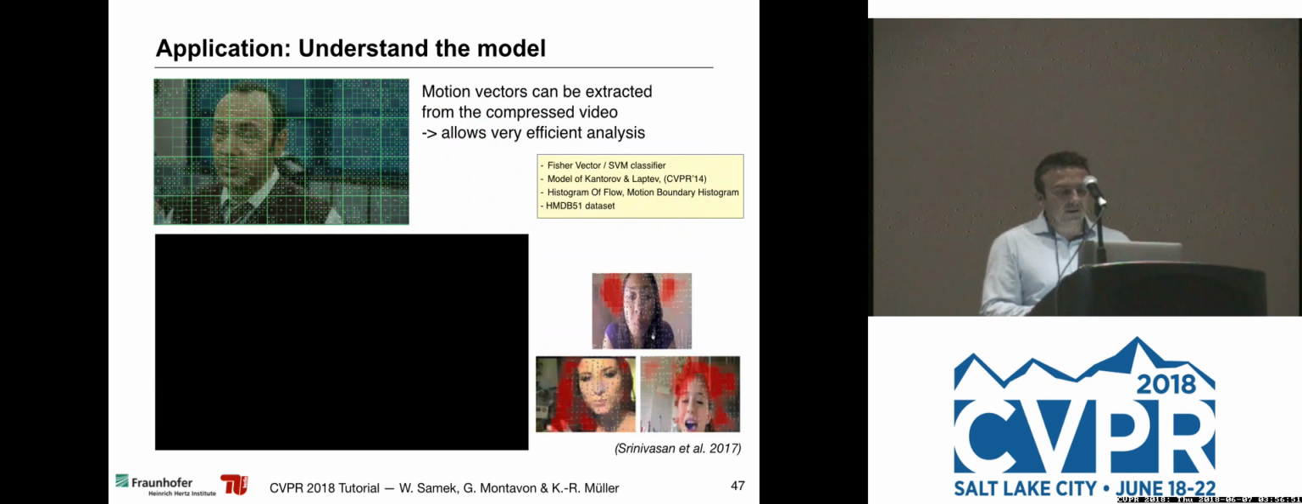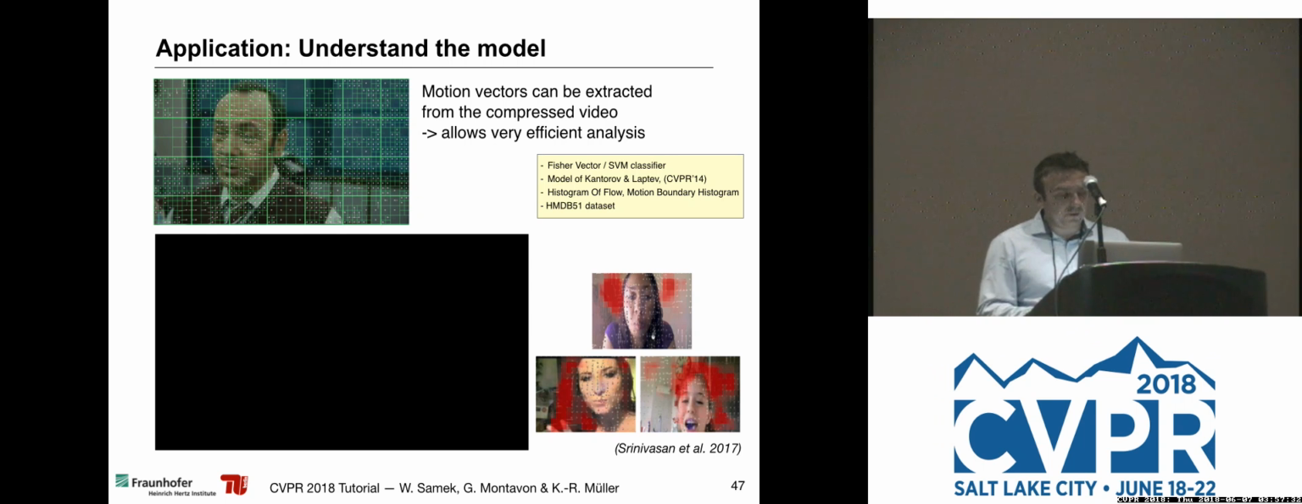Another example with this Fisher vector classifier: we used code from Kantorov and Laptev, which was presented at CVPR a couple of years ago. The idea was to do action recognition on the HMDB dataset, but not in pixel space, on motion vectors. This is very efficient because videos are usually compressed, and you can extract these motion vectors without decompressing the whole video. Kantorov and Laptev showed that you can get good results on this data set for action recognition, and you are very efficient.